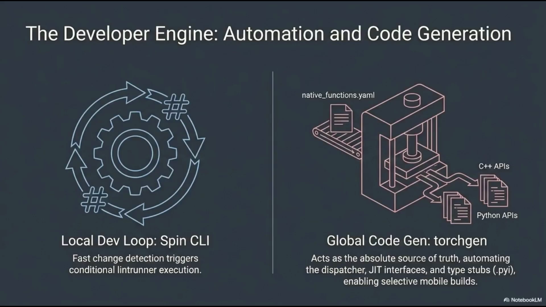Beginning with the local dev loop powered by Spin CLI, this component is designed for developer velocity. It employs fast change detection to trigger conditional lint runner execution, providing immediate quality feedback during development. Shifting to the right, we introduce our global code generation system, TorchGen. This system acts as the absolute source of truth for our infrastructure.